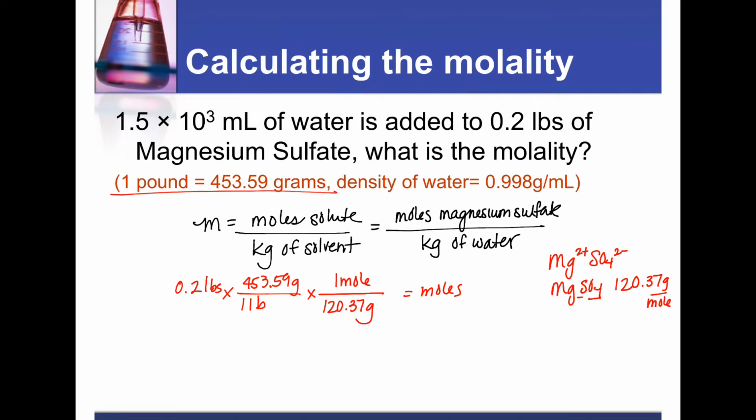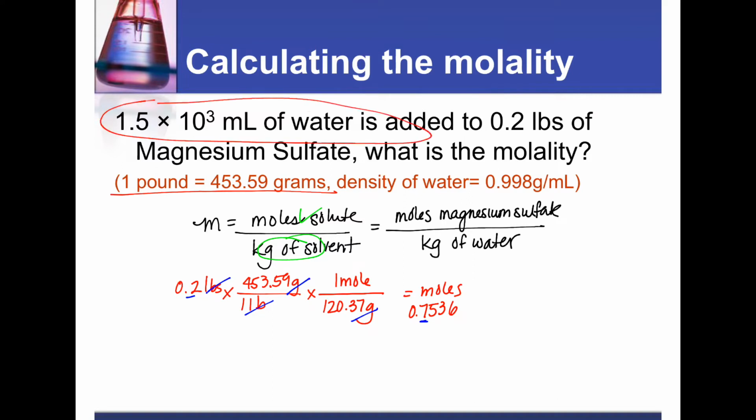And when I do that calculation, pounds cancel out with pounds, grams with grams, and I just get moles. And the number that I get is 0.7536 moles. Now it only had 1 sig fig. That's unfortunate, but I'm just going to mark this to 1 sig fig. So I've gotten my moles of solute done, but I need to find my kilograms of solvent, and that's my water. So I'm going to use the information about my water here.